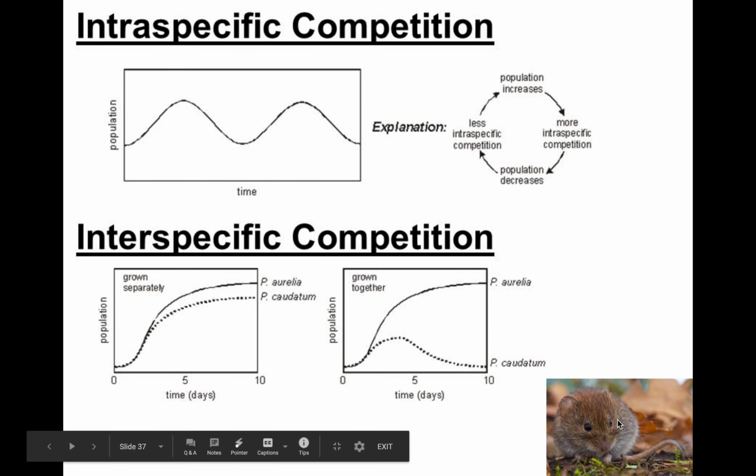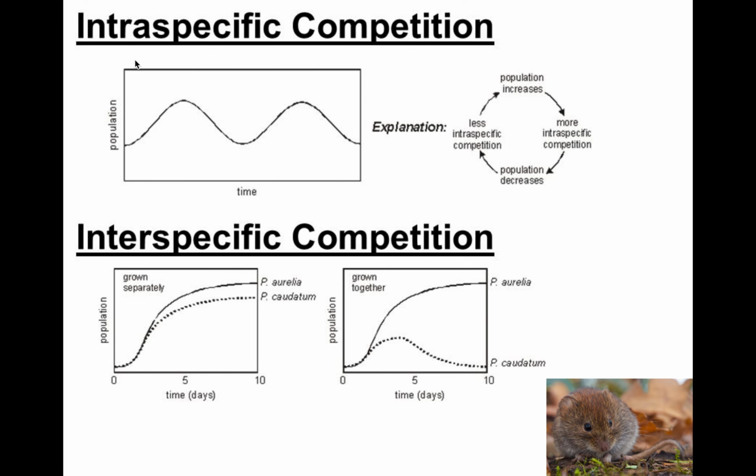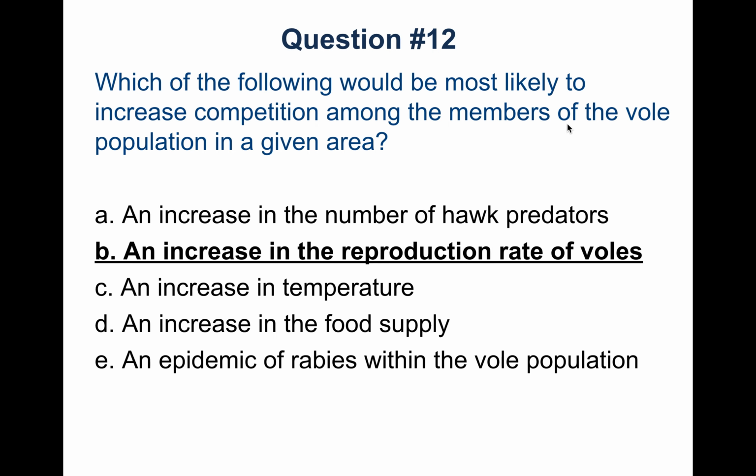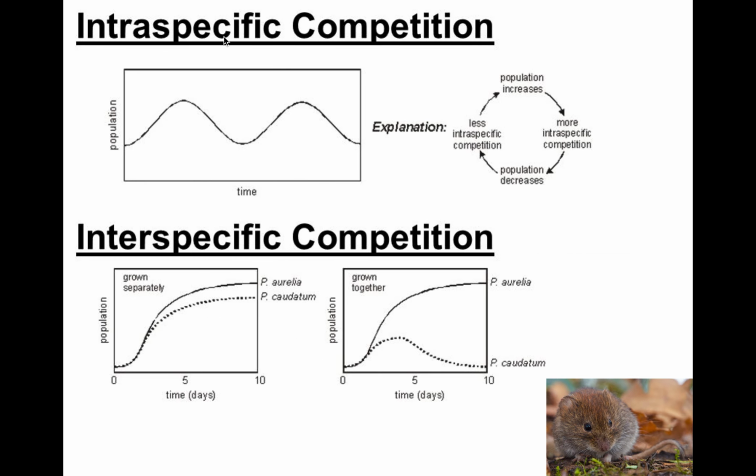Here's a little vole right here, this little guy. All right, when we talk about competition among members of the vole population, we're talking about intraspecific competition. This is competition within organisms of the same species. Interspecific competition is organisms from two different species that are competing with each other.